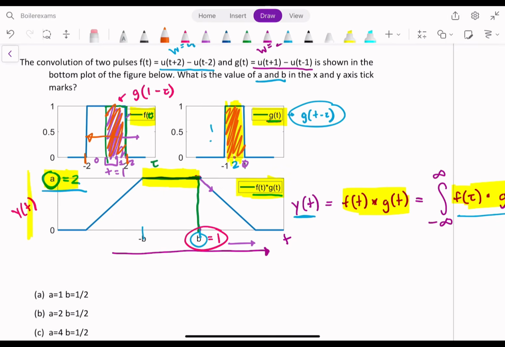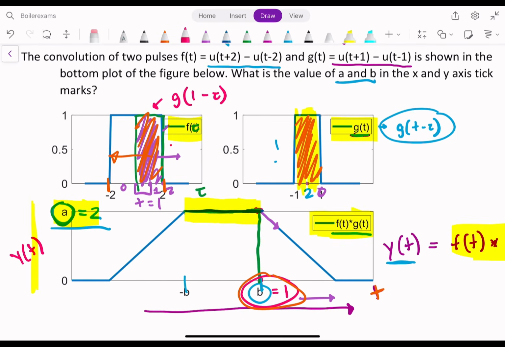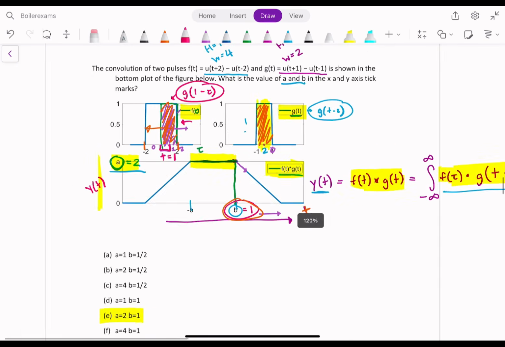And then b is going to be equal to the value of t that causes it to be totally shifted into this sense, where the functions are maximally overlapped, but if t were to be increased any more, it would cause them to not be overlapped. And so that's when their right edges are fully aligned, and that is when we have a shift of 1 to the right, indicating a value of 1, because this is g of 1 minus tau plotted on the tau axis. And so that's how we found b.